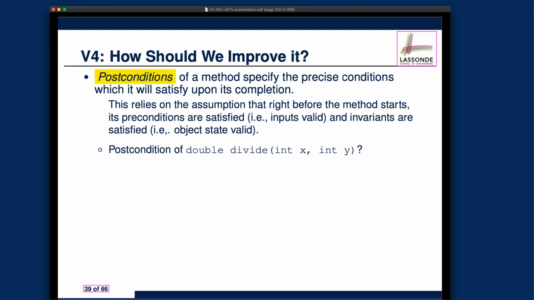Let's do a little bit of exercise over here. So let's revisit our divide method here. We talked previously the precondition should be that y is not equal to 0. That's a sufficient condition. Assuming that y is actually not equal to 0, we can go ahead and execute the implementation for divide. So now, what should be the postcondition?